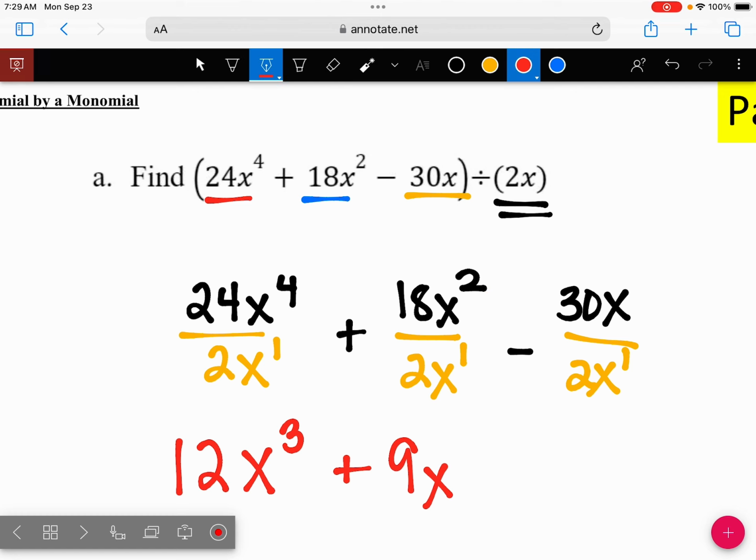And whenever the exponent is 1, we don't have to write it. I'm just going to write it, but we don't have to. And then lastly, bring down your subtraction sign, 30 divided by 2, which is 15. And when you subtract 1 minus 1, 1 minus 1 is 0. So you could put x to the power of 0, but you could also just leave that x off.